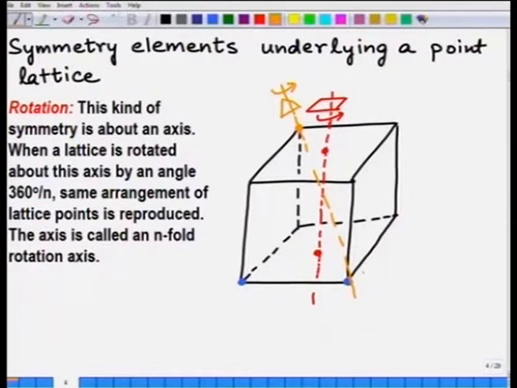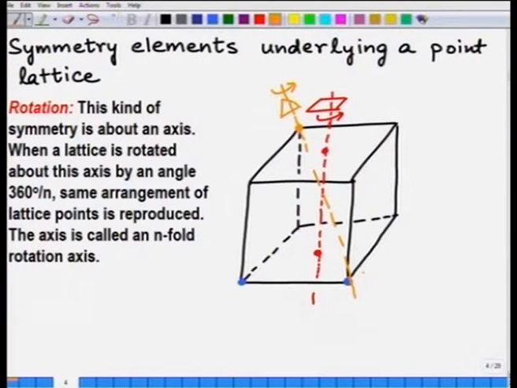So, this is called an n-fold axis. I have shown you a three-fold axis and a four-fold axis. There could be a two-fold axis, a three-fold axis, a four-fold axis, a six-fold axis, but there cannot be a five-fold axis. Think about that; quasicrystals are something you have to think about.